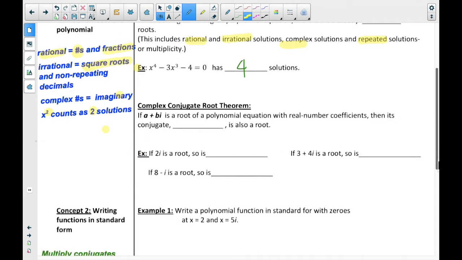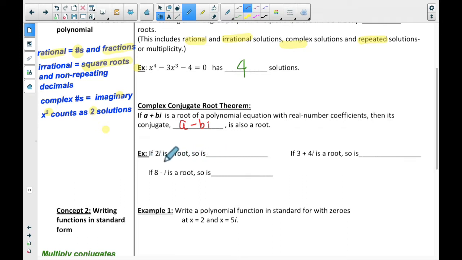All right, let's look at the complex conjugate root theorem. We're going to continue to tie all of this together. It's just a lot of stuff going on at the same time. So if a plus bi is a root with real number coefficients, then its conjugate, which is a minus bi, is also a root. So we have talked about some of the roots and how we have rational roots and irrational roots, and today we're going to talk about irrational roots and some complex roots. So we need to talk about the a plus bi. Well, if a plus bi is a solution, then a minus bi is also a solution.